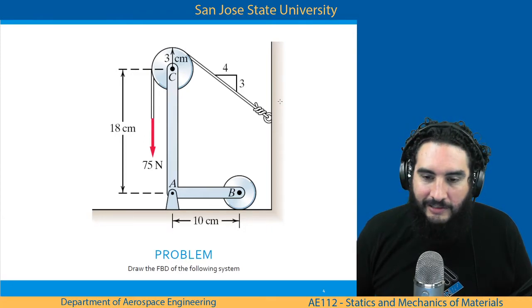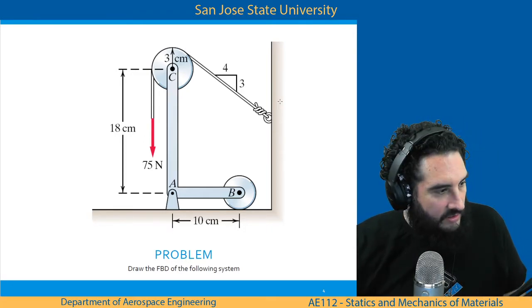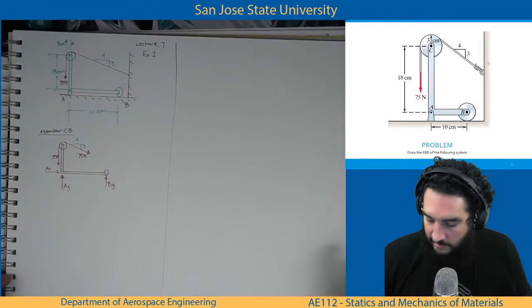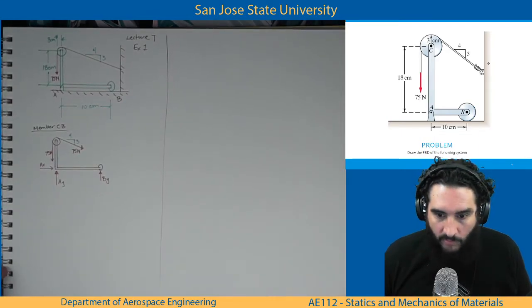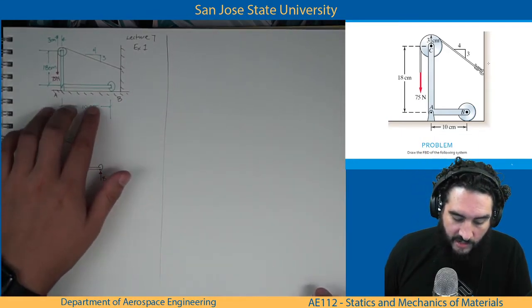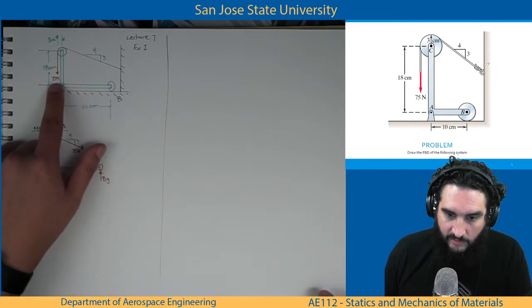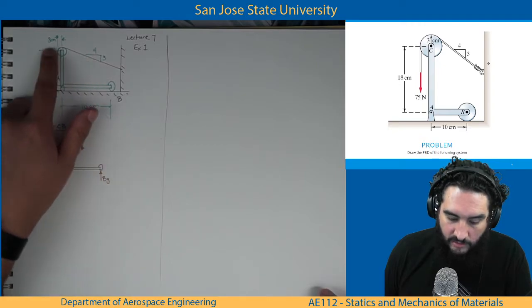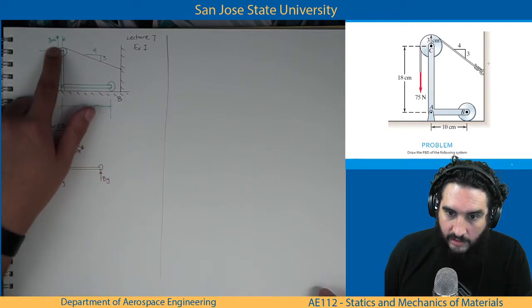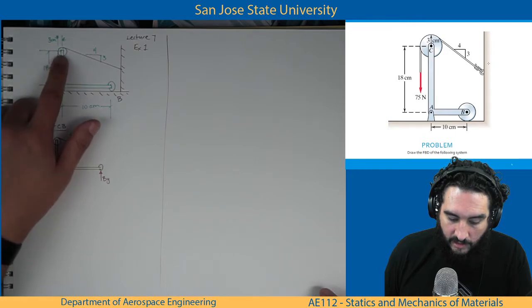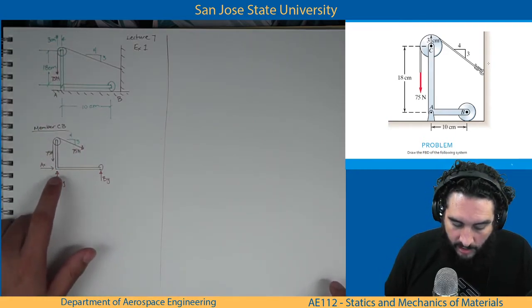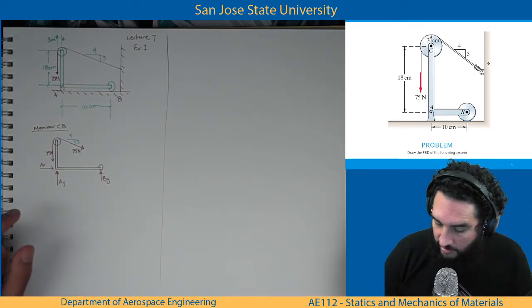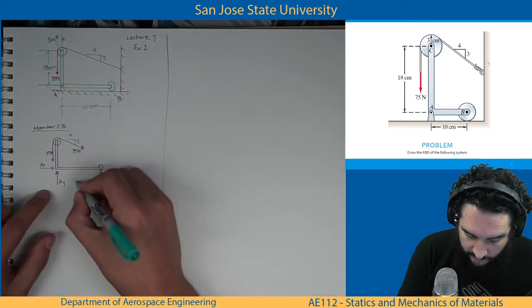Guys are trolls. Okay, let's show you what I have done. So I just redrew the picture in the top, retained all the information: 75 newtons, 18 centimeters, 10 centimeters at the bottom, 3, 4, 5 triangle, 3 centimeter radius on the pulley at C. In member CB, I guess I should add the distances again.